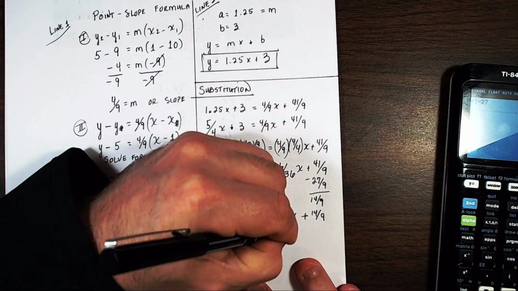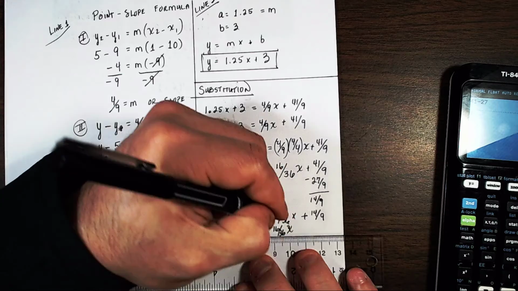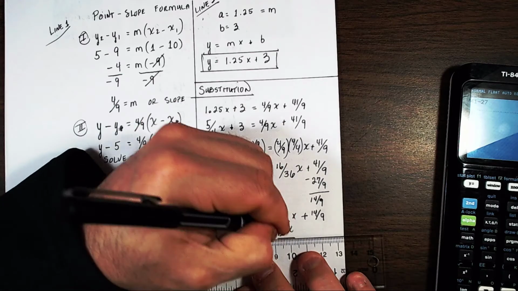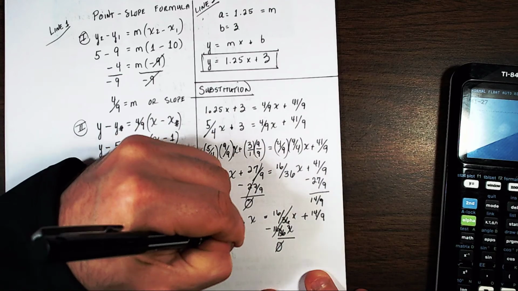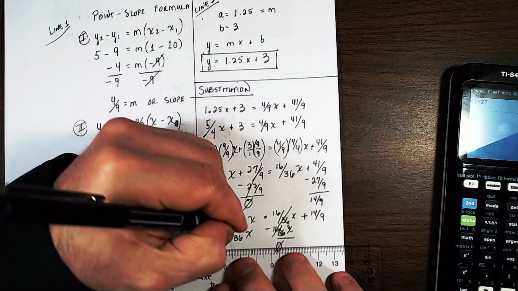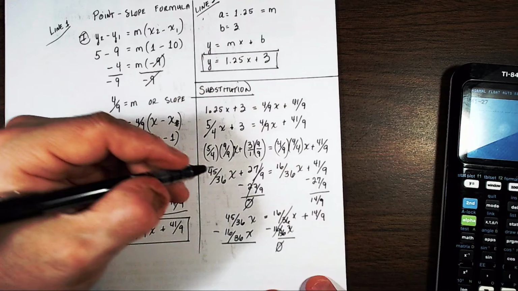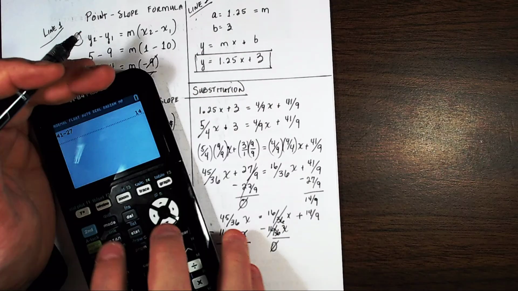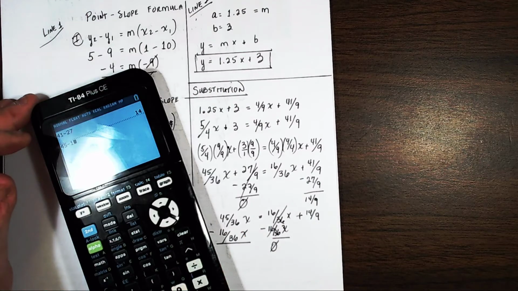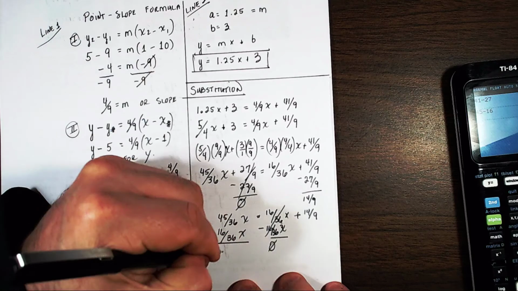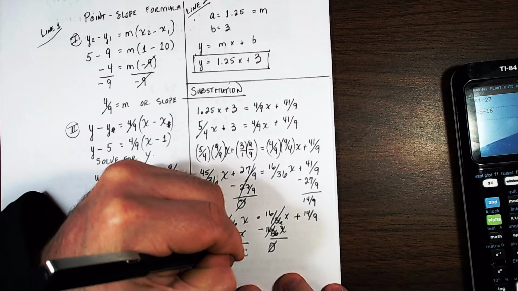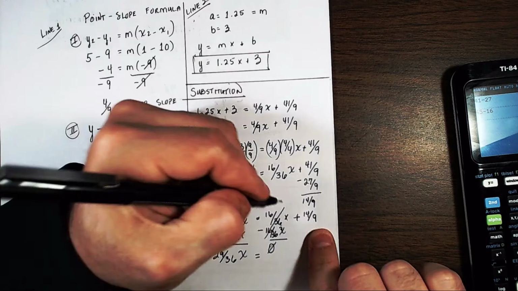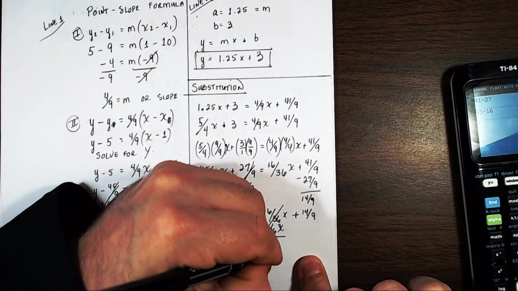And on the right side, that goes to 0, and then I subtract out 16 over 36x here, and I'm left with, now I have to do 45 minus 16, 29 36ths x equals, then you bring down this term, 14 over 9.